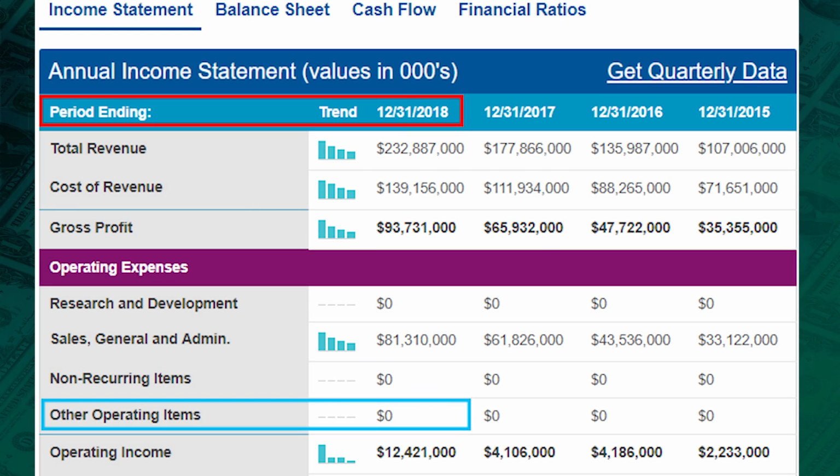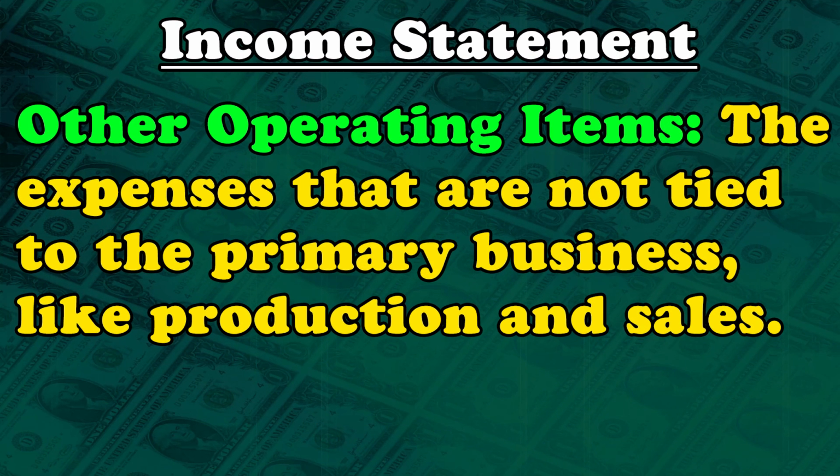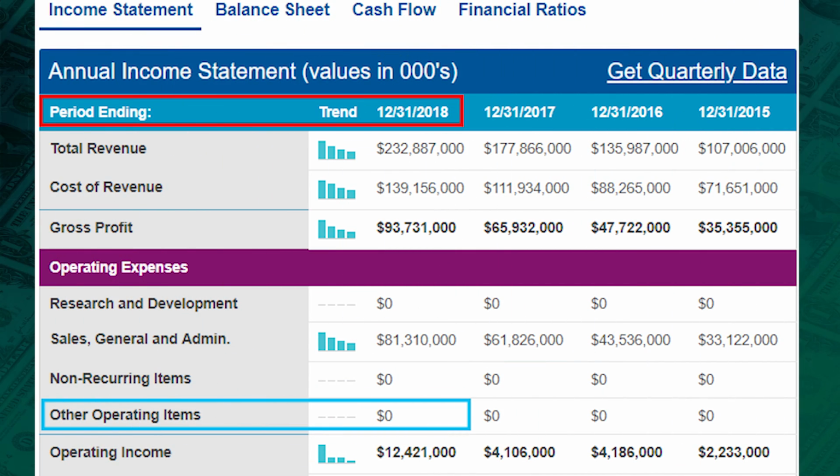And then we have other operating items, and that's just anything else. It might be office expenses, it can be something like a random IT service, but it's usually expenses that are not heavily tied to the primary business of the company, like the production or the sale of their products and services. In any case, Amazon doesn't have anything listed here either, although it's probably just lumped into another category above.